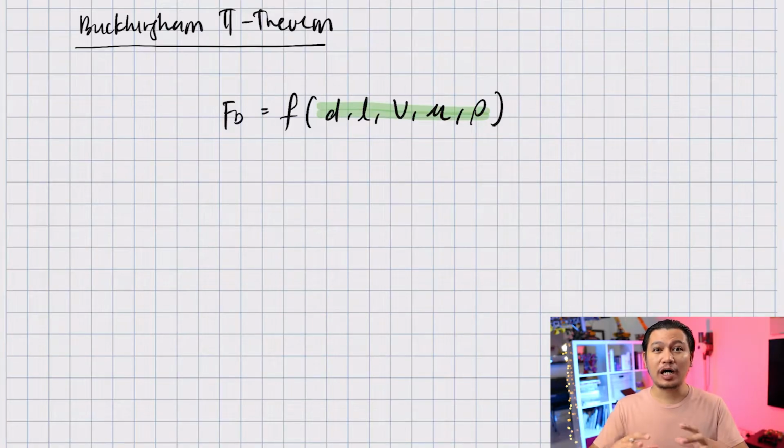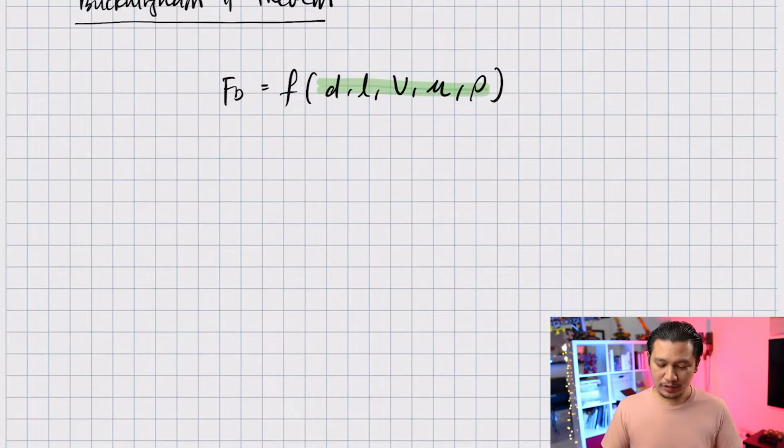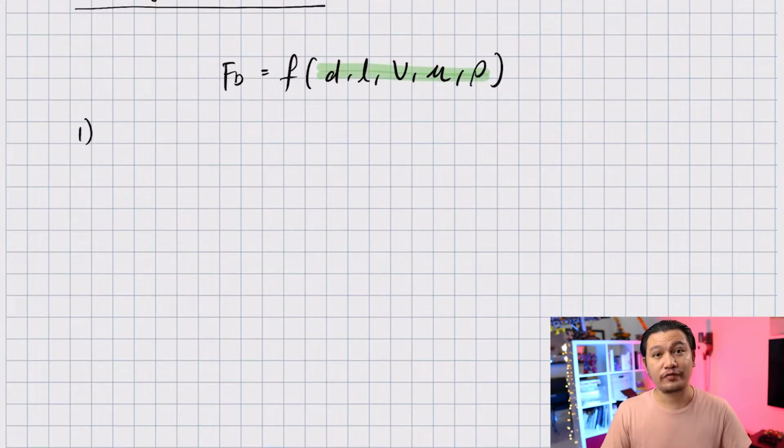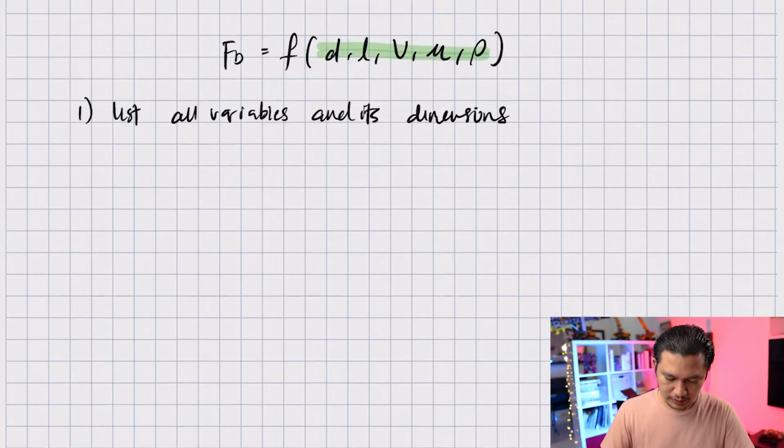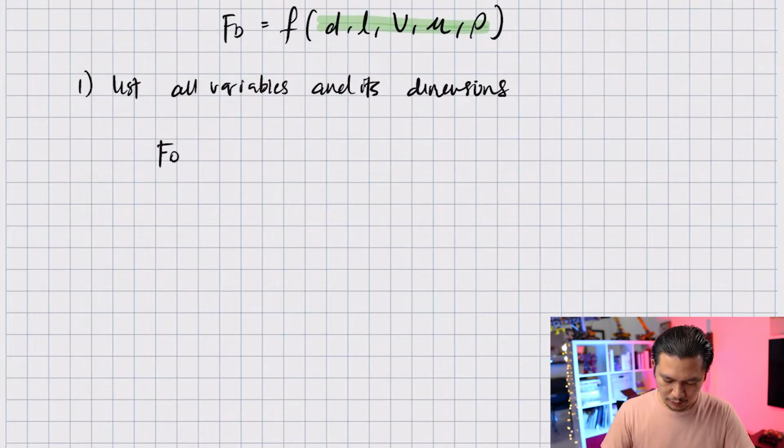Your task now is how to group these dependent and independent variables together so that you can form dimensionless parameters using Buckingham-Pi Theorem. So let's try and do that, shall we? So the first step is to list all the variables and its dimensions. So let's do that. And we have here Fd, and then we have diameter, we have length, we have velocity, we have mu, and we have rho.